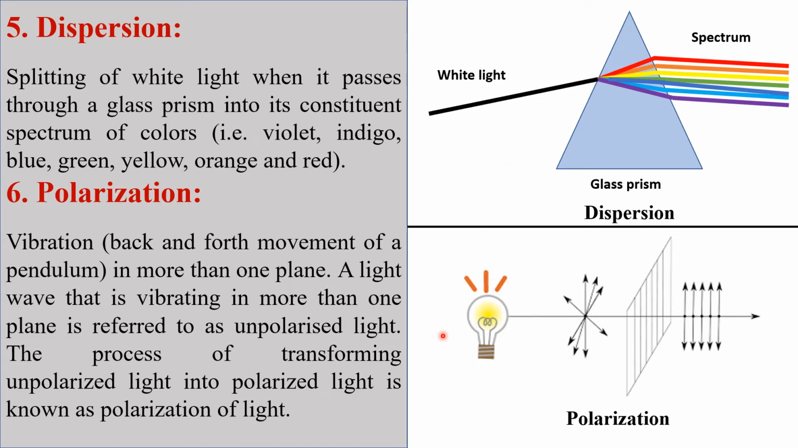Suppose this is the light source. Now light waves are vibrating in different planes. Hence, they are unpolarized light. Now, a polarizer is placed. This is the polarizer. Polarizer is placed here. And now, all the light waves are vibrating in a single plane and have become polarized.